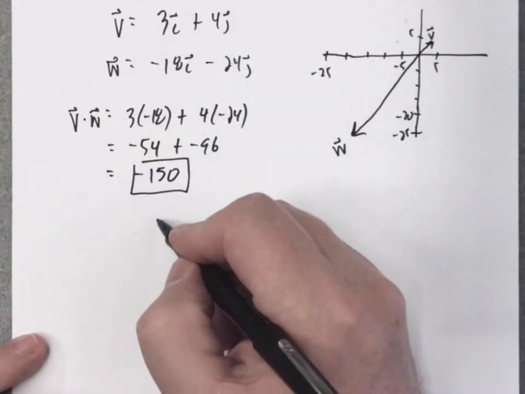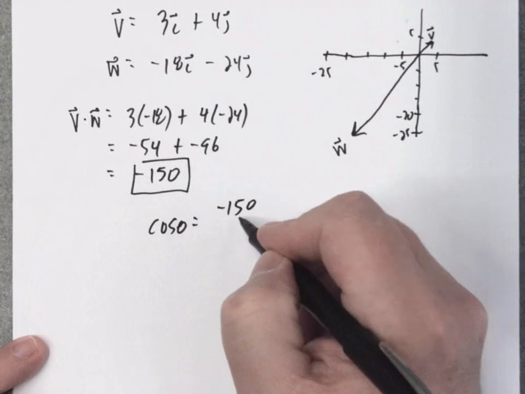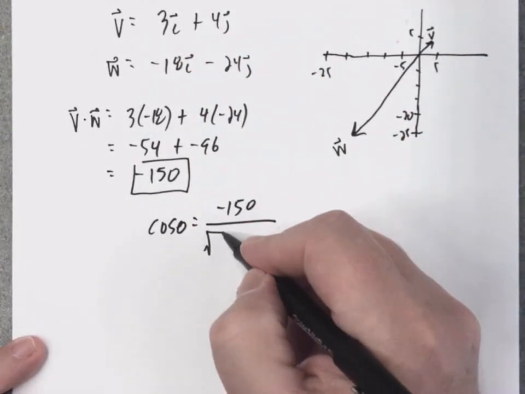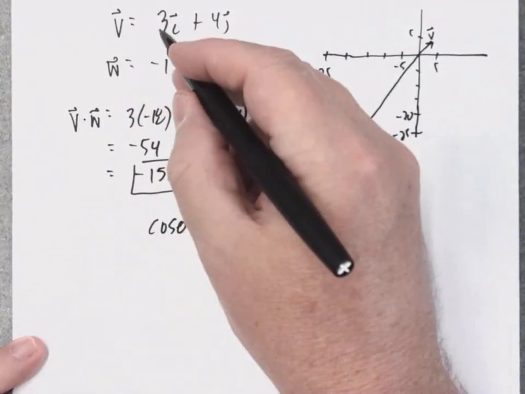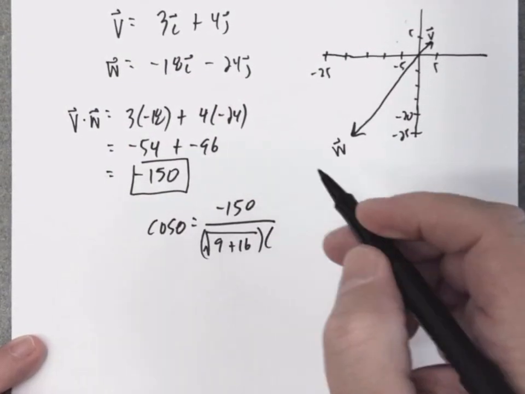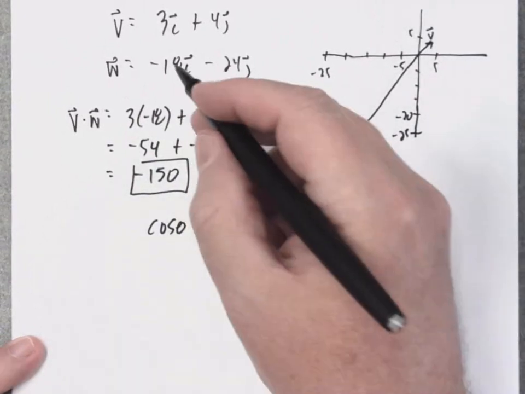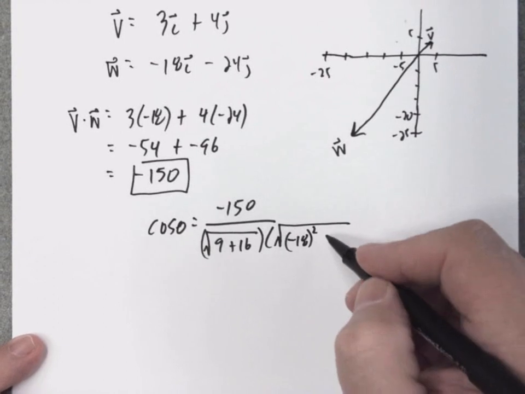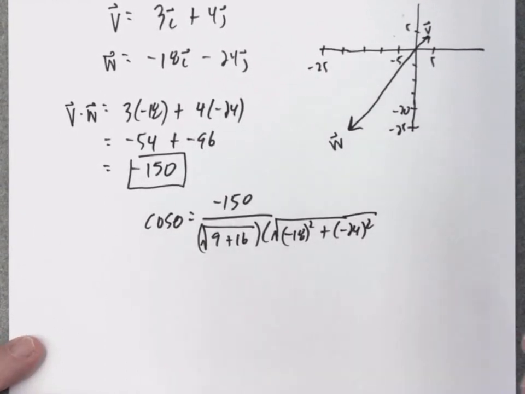So now we want to know the angle. We're going to say the cosine: the dot product is on the top, over the magnitudes. 3 squared is 9. So magnitude of V, 3 squared is 9, plus 4 squared is 16. Magnitude of W, and of course it's a square root of all that, -18 squared plus -24 squared.